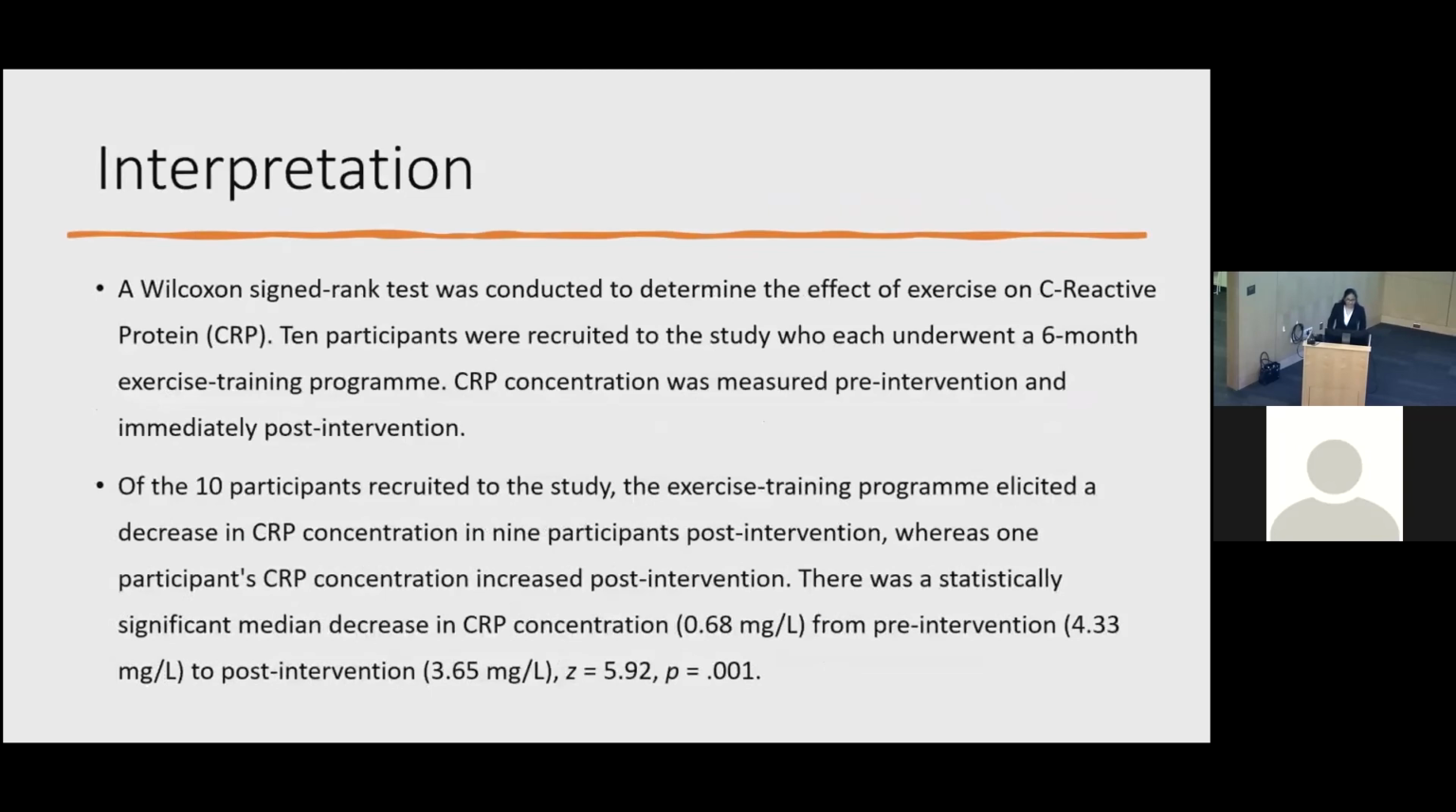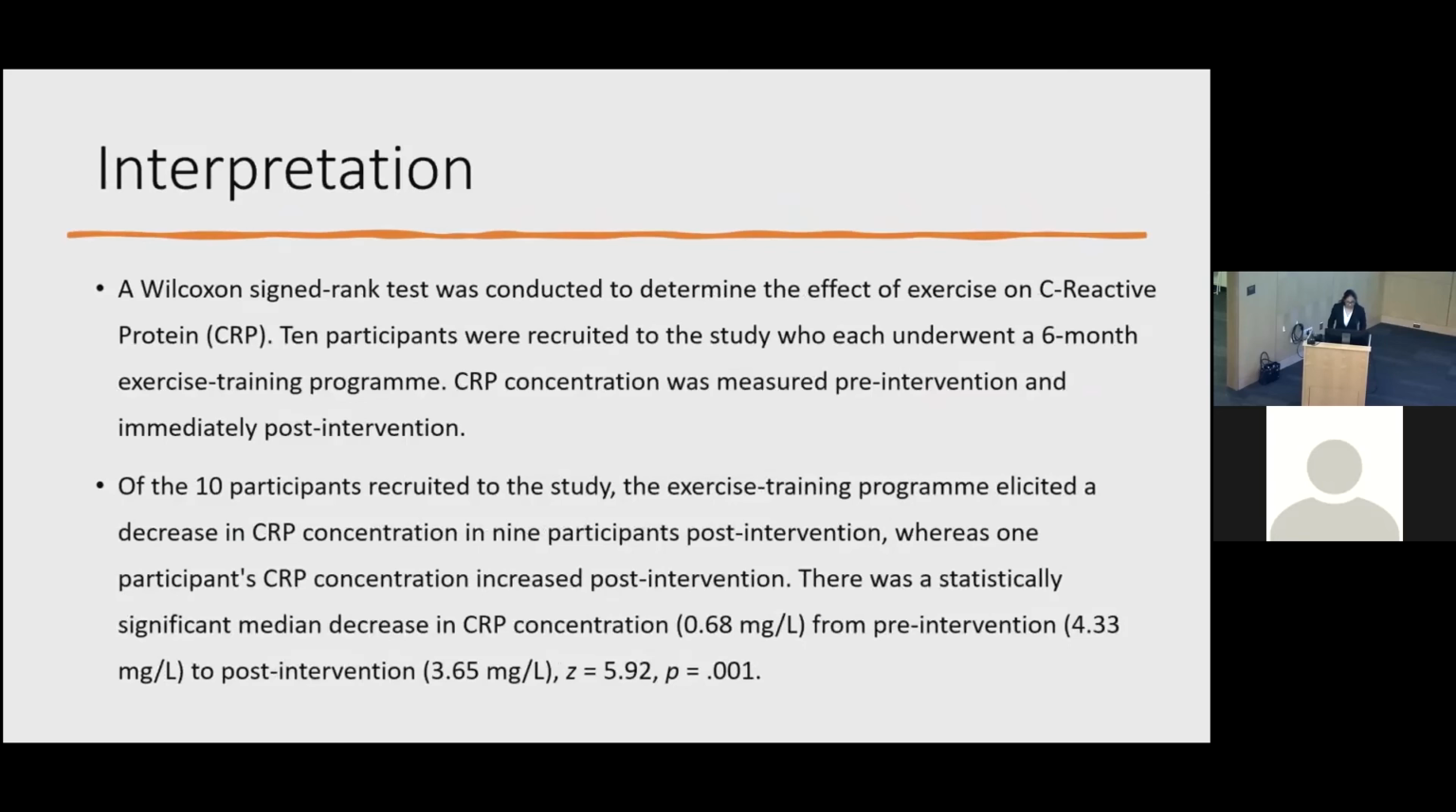A Wilcoxon signed rank test was conducted to determine the effect of exercise on C-reactive protein. 10 participants were recruited to a study who each underwent a 6-month exercise training program. CRP concentration was measured pre-intervention and then immediately post-intervention. And the results that we found are presented here.